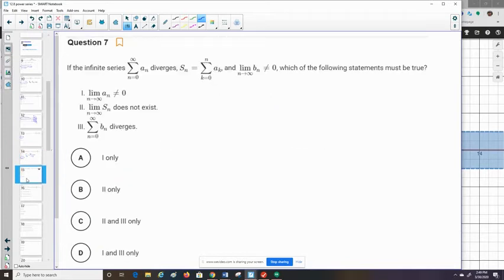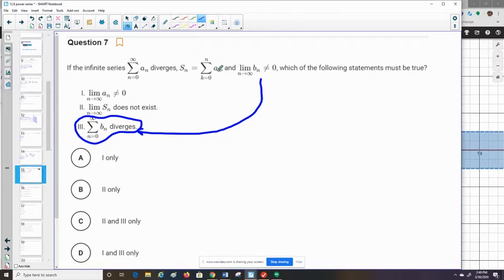Question number 7, everyone's favorite multiple choice question. Let's see what this says. If the a sub n series diverges, this is just telling us what a partial sum is, the sum of the first n terms, and the limit of the terms of b is not equal to 0. I'm going to start with that. If the limit of the terms is not equal to 0, that means that that series does diverge, so that is definitely true.